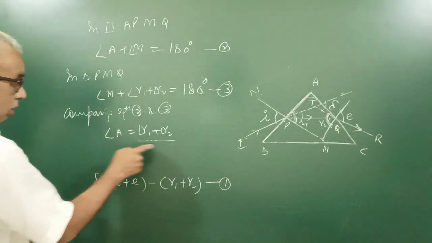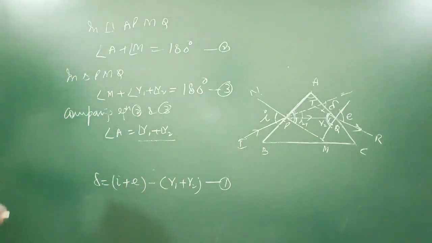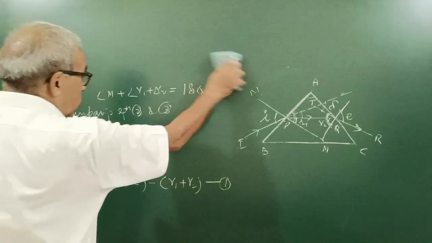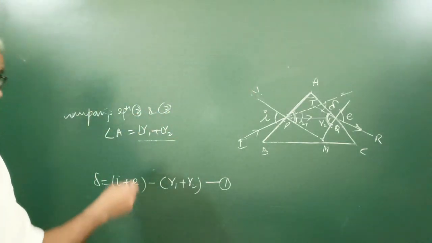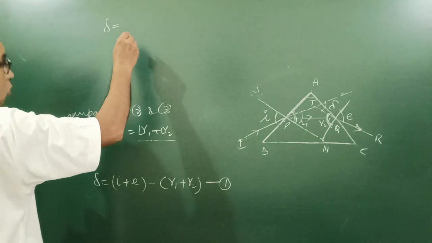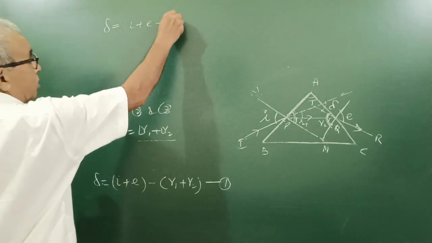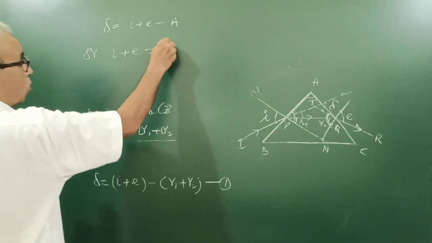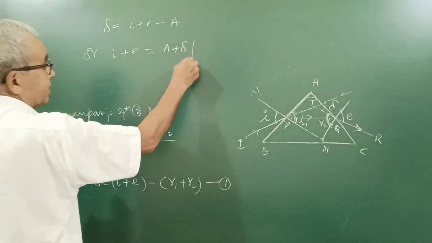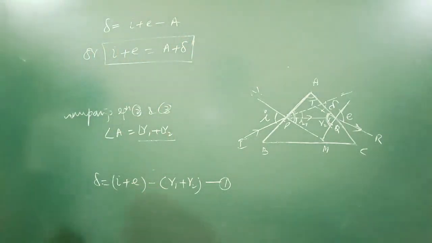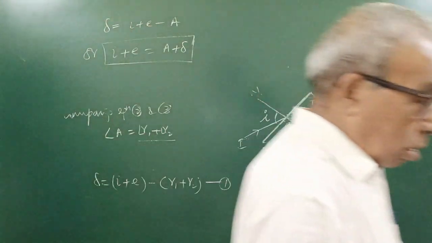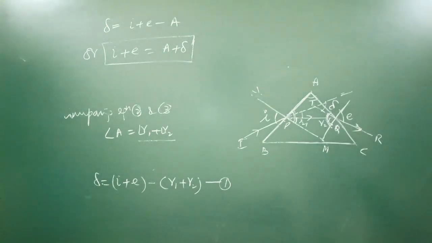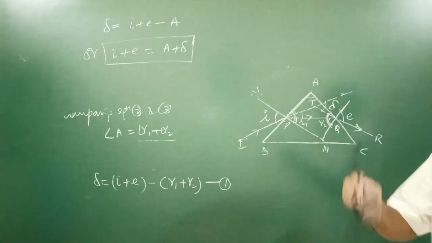So if I put this value of R1 plus R2 in equation 1, we get delta equal to I plus E minus A, or I plus E equal to A plus delta. This is the relation between angle of incidence, emergence and angle of prism. A is called the angle of prism or refracting angle of prism. Please remember it.